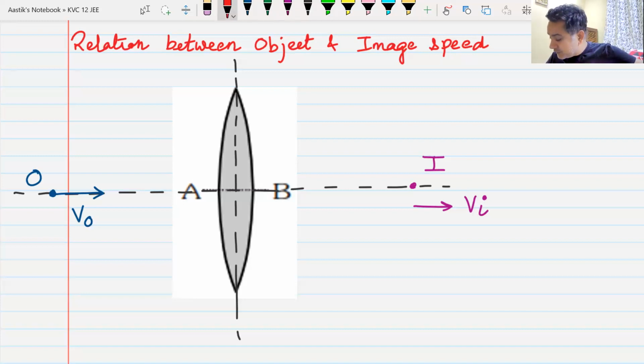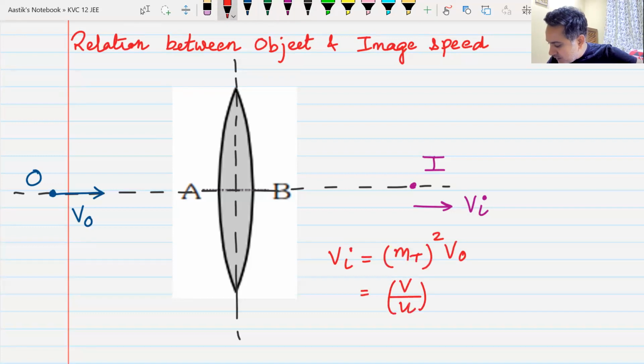Remember, the formula is still the same. VI is transverse magnification squared into VO. You can write it as (v by u) whole squared into VO, or (f upon f plus u) whole squared into VO, or (f minus v by f) whole squared into VO. Do we understand this?